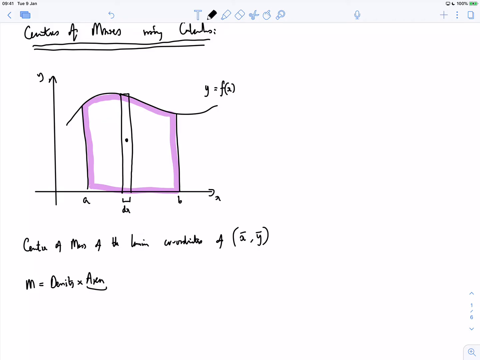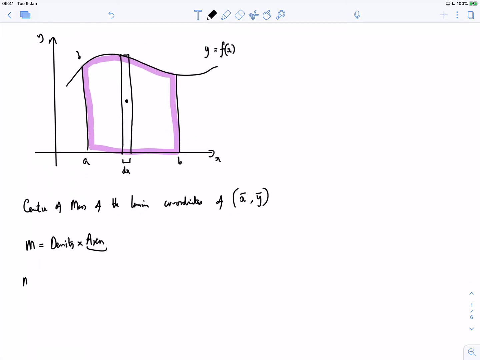Technically this should be a volume, but if we treat this as an infinitely thin lamina, then essentially it's proportional to area. So what we say is the mass is some rho, which is the density, times by, and we now know how to deal with the areas using calculus. It's the integral between a and b of f(x) with respect to x.